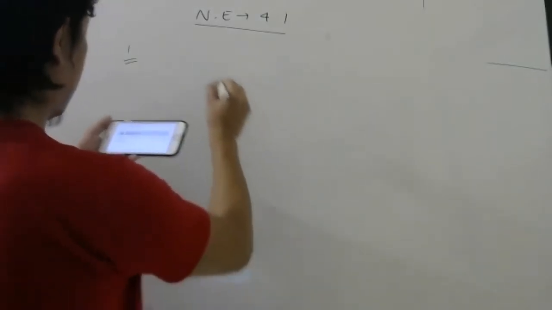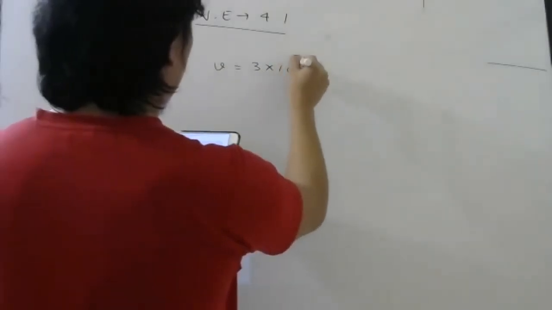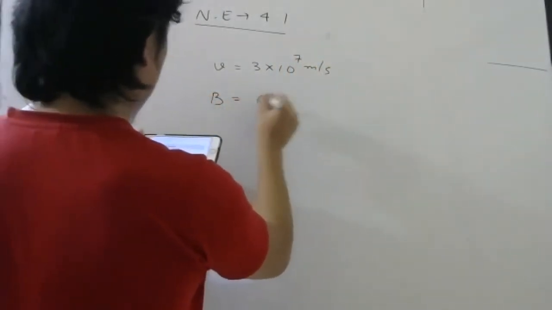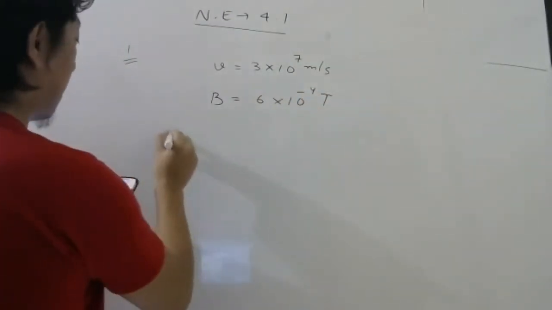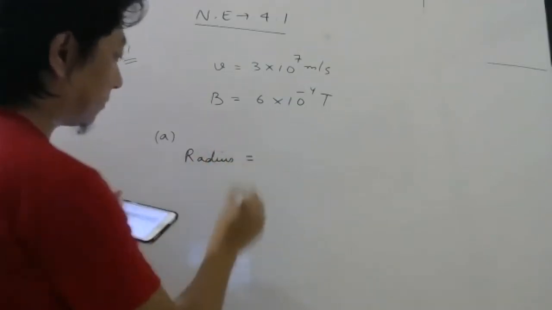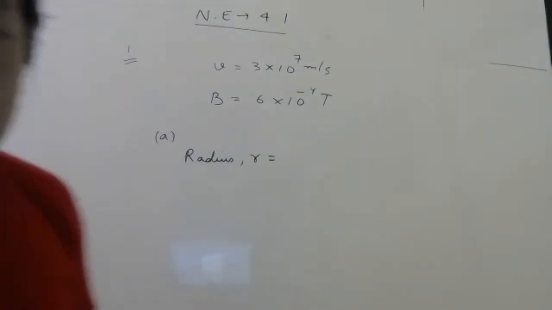So first question is, what is the radius of the path of electron moving at a speed of 3 into 10 power 7 in a magnetic field which is 6 into 10 power minus 4 Tesla? So first part is to calculate the radius of the circular path.